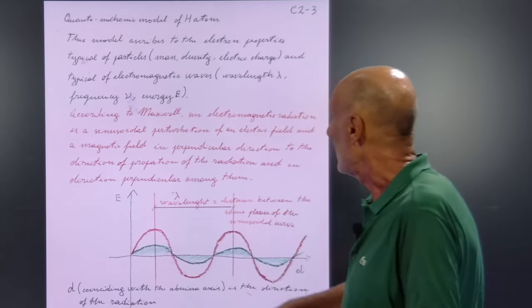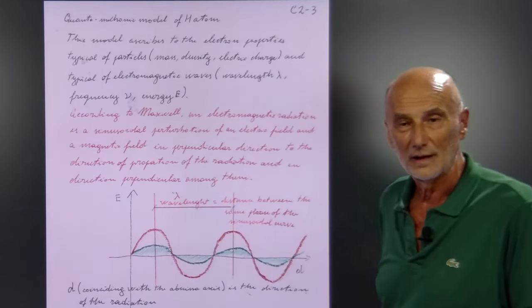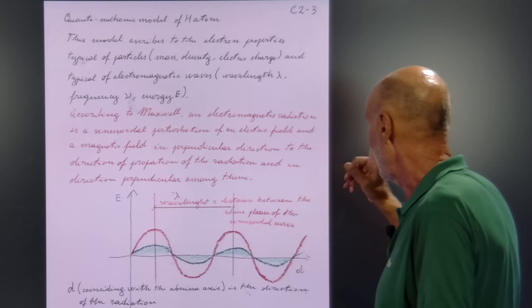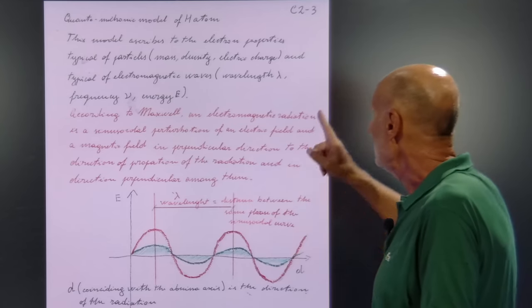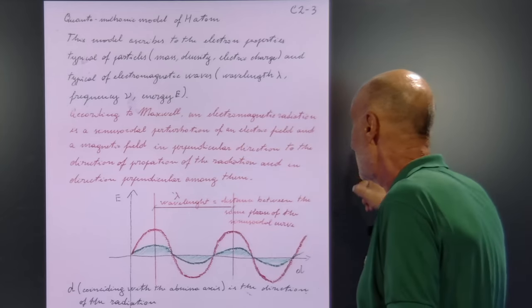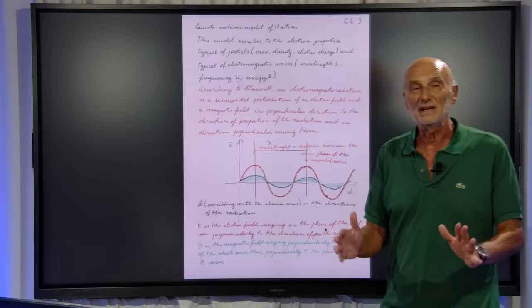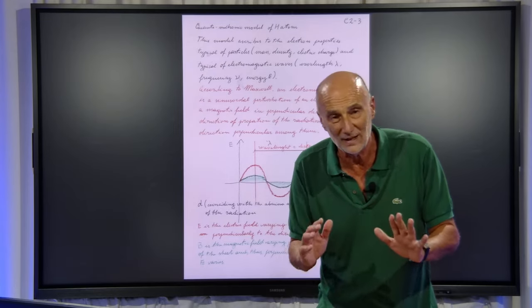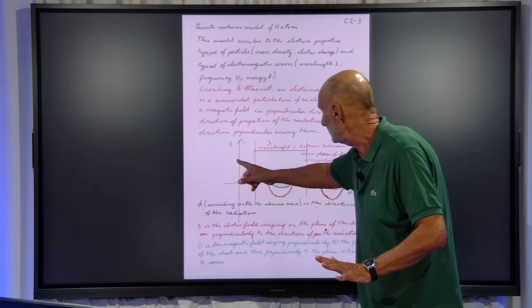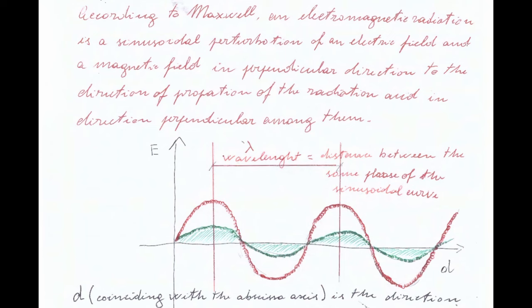According to Maxwell's theory of electromagnetism, an electromagnetic radiation is a sinusoidal perturbation of an electric field and a magnetic field, in directions perpendicular to the direction of propagation of the radiation and perpendicular to each other. It appears very difficult, but if you follow me carefully, you will understand everything. Let's look at this diagram. The distance d, reported on the abscissa axis, is the direction of propagation of the electromagnetic radiation.